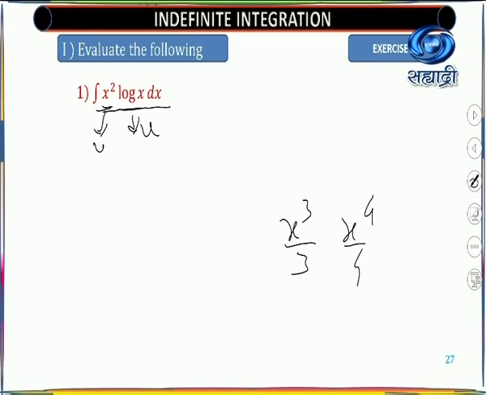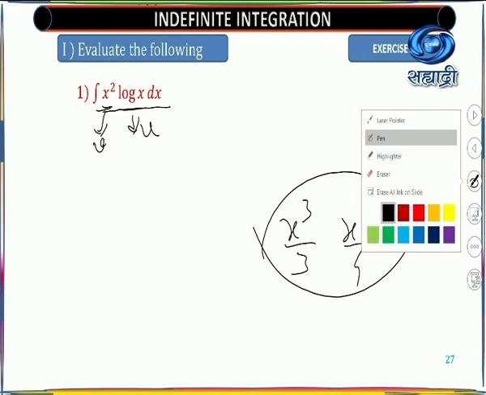Okay. So if you select this as u, now look here. If you select this as v, I told you that the power will increase and you will not stop integrating. So you need to reverse it. In what way will you reverse it? If you differentiate, you will get your value. So we'll start that.